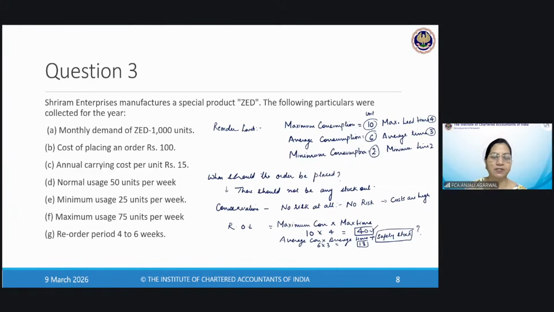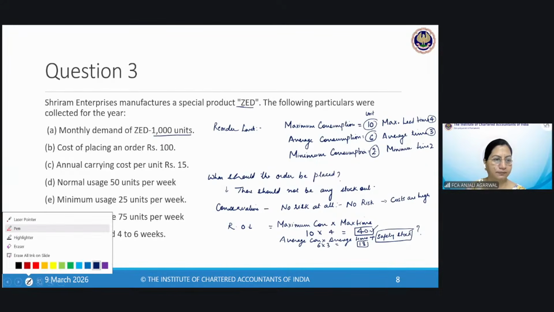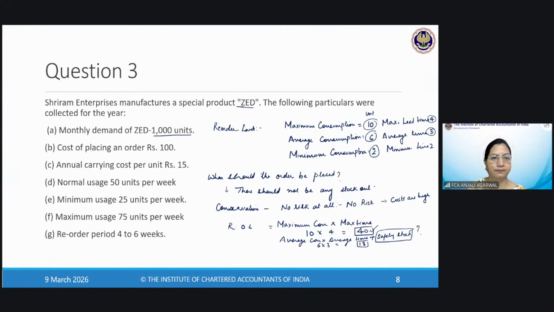Sri Ram Enterprises manufactures a special product Z. These are the particulars collected for the year. Monthly demand for Z is 1,000 units. Cost of placing an order is 100 rupees. Annual carrying cost per unit is 15.